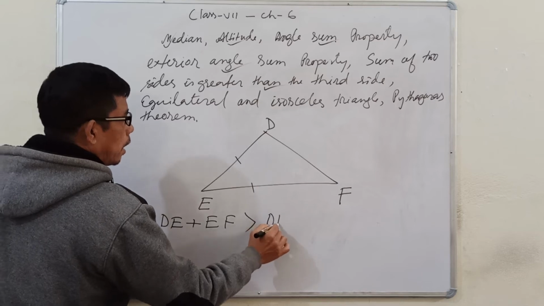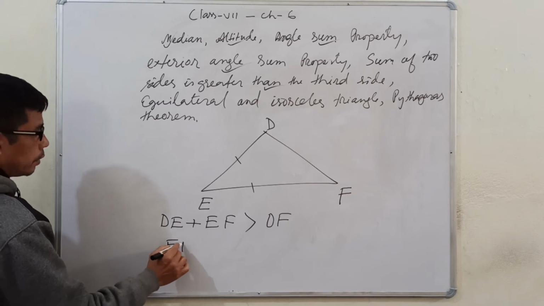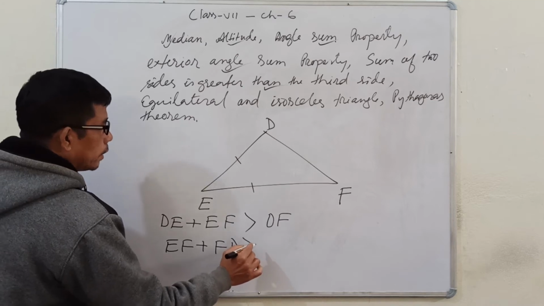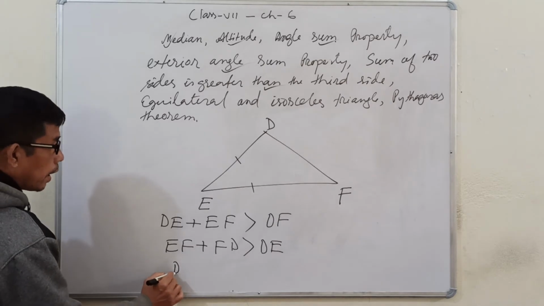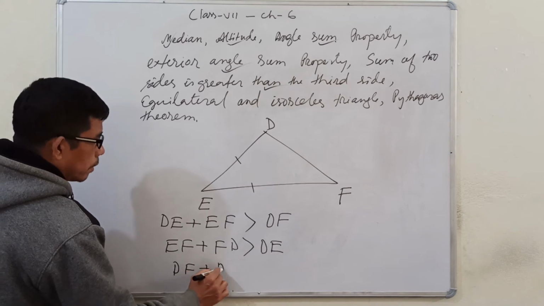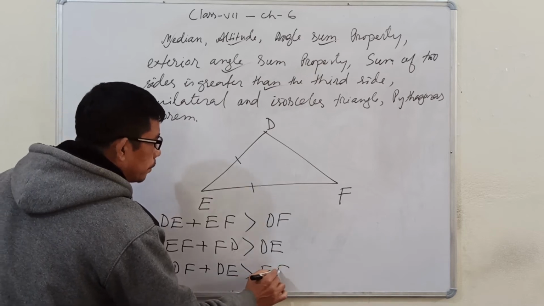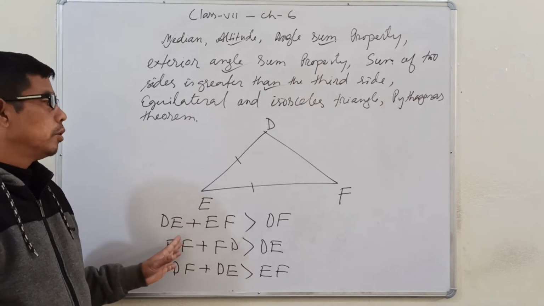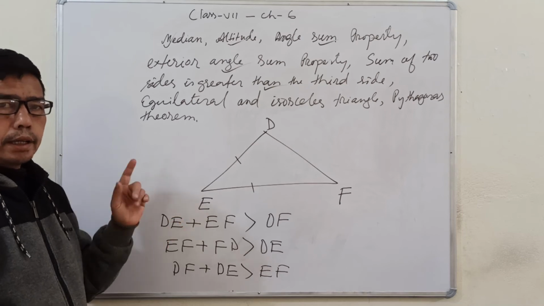that is DF. In the second case, EF plus FD should be greater than DE. Next, DF plus DE should be greater than EF. This should be true for every triangle. If this is not true for one triangle, then that triangle cannot exist.